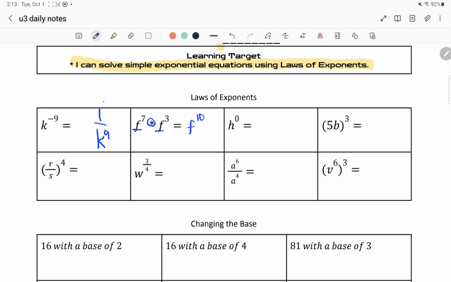H to the 0 power, that is the 0 rule. Anything to the 0 power equals 1. Anything. A million to the 0 power equals 1. X to the 0 power equals 1. Anything. Okay?